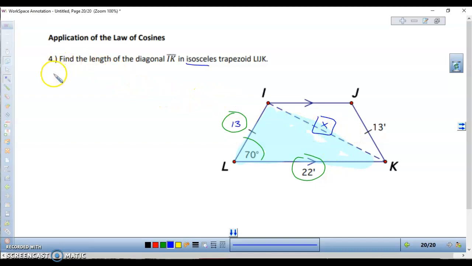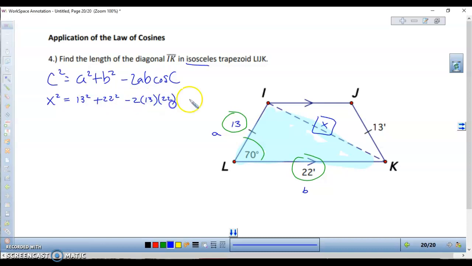So setting it up, law of cosines is c squared equals a squared plus b squared minus 2ab times the cosine of c. So I'm going to plug in. Remember, this one all by himself over here, the one across from that angle in the side-angle-side situation, is c. So x squared equals, I'm going to call this little guy a, this little guy b. So I got 13 squared plus 22 squared minus 2 times 13 times 22 times the cosine of 70.